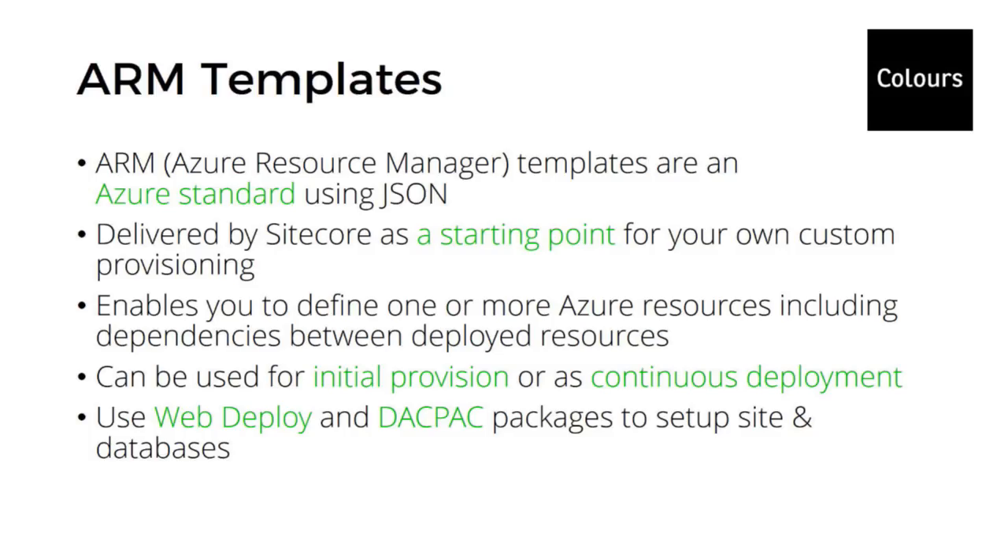ARM templates, for those who do not yet know them, are the default Azure standard, using JSON to provision new Azure resources, and Sitecore uses this as well. Sitecore delivers some ARM templates as a starting point for your own provisioning, and it enables you to define your whole environment, the different environments you have for different customers, or you can share them between customers, which is what we are trying to do, and define them in one template. As I said, you can do it for initial provisioning or for continuous deployment, and where I last time showed the initial provisioning, I will now show the continuous deployment.